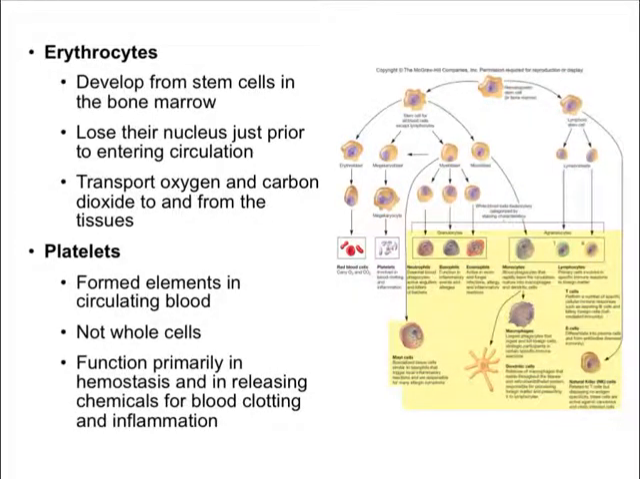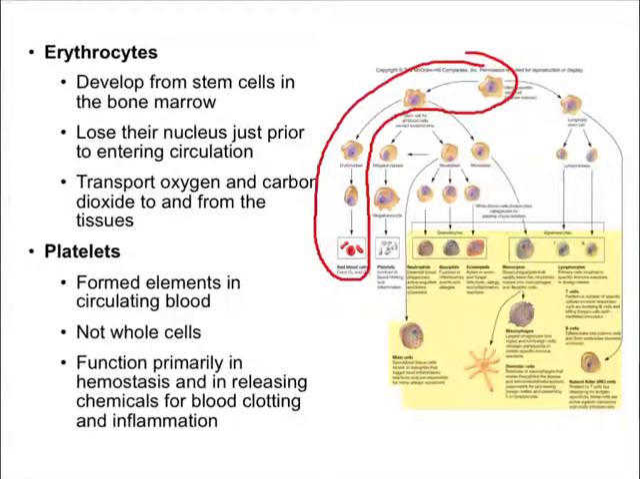Finally, let's look at the non-leukocyte blood cells. There are erythrocytes, which are our red blood cells. They develop from the pluripotent stem cells in the bone marrow also. You can see their path of development here. They lose their nucleus just prior to entering circulation. So red blood cells, as you know, have no nucleus. And you're also probably familiar with the idea that they transport oxygen and carbon dioxide to and from the tissues.